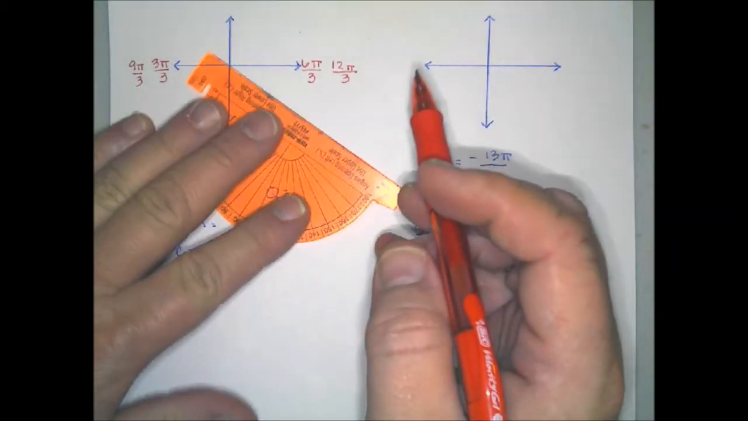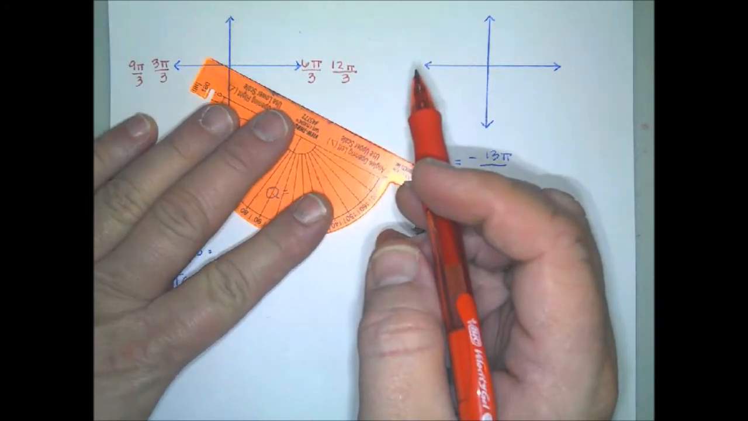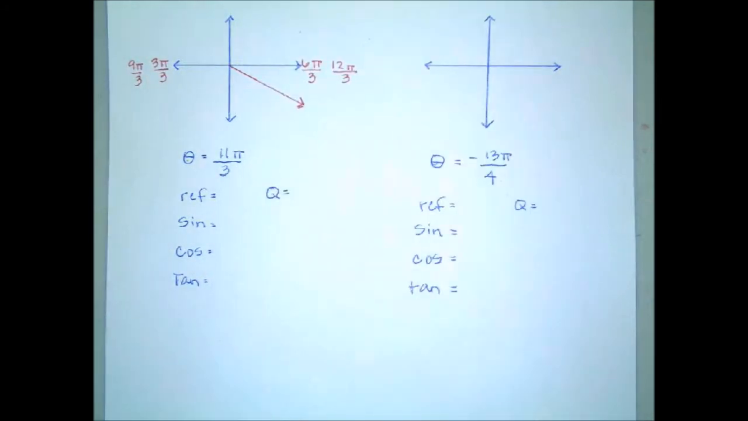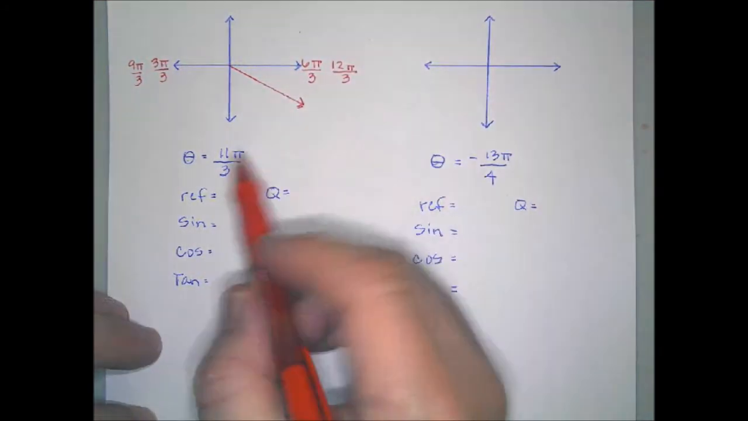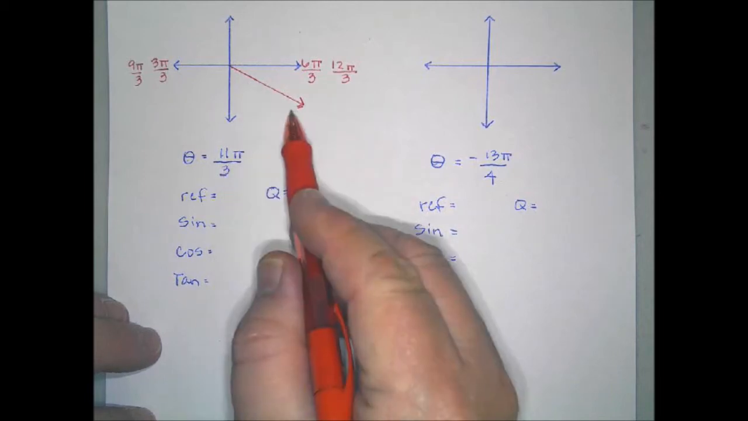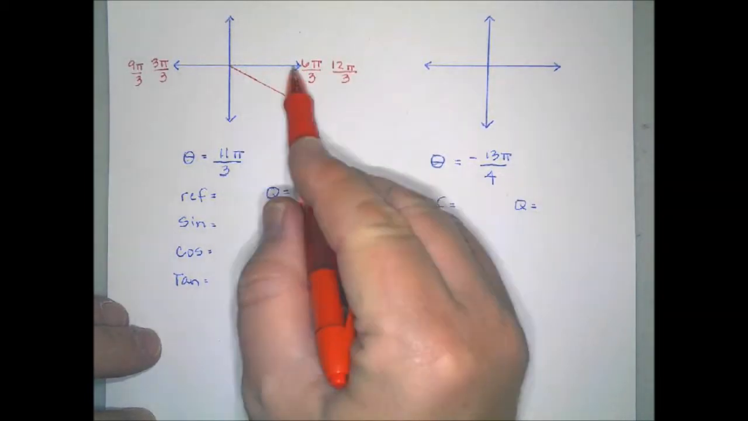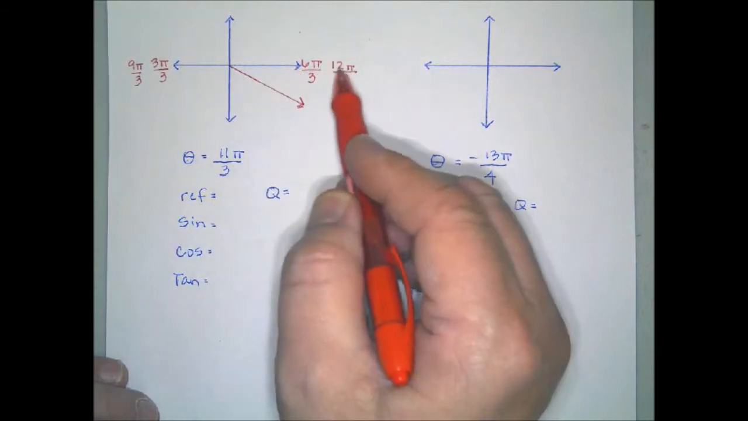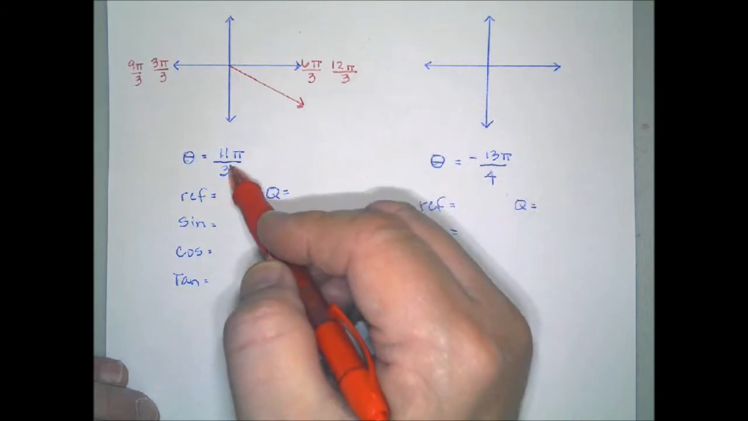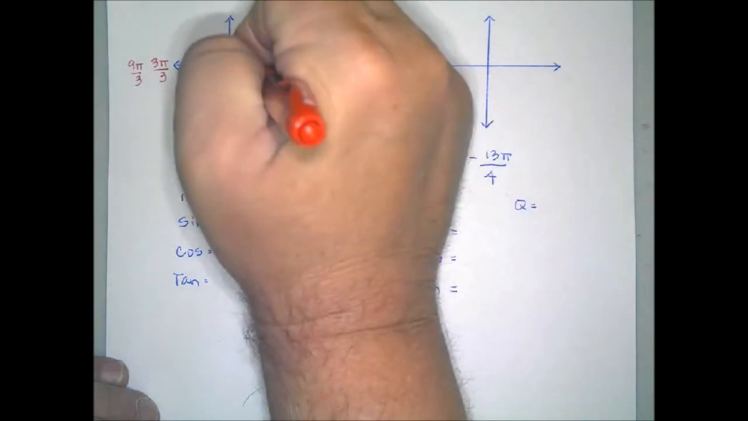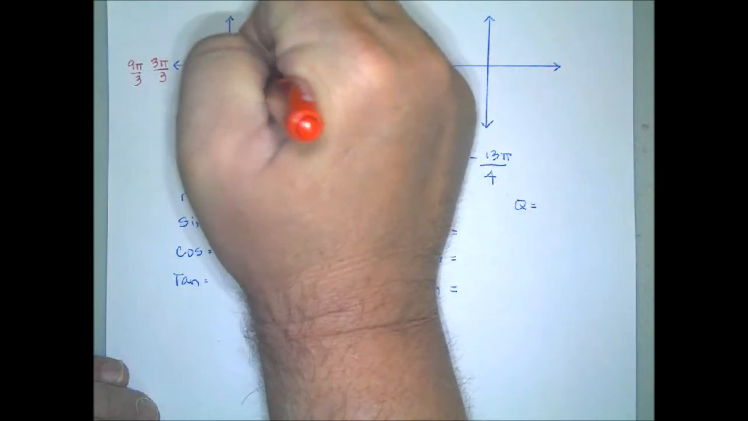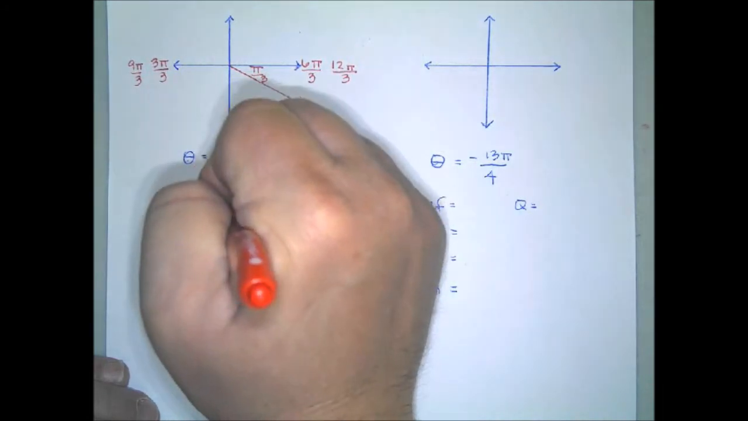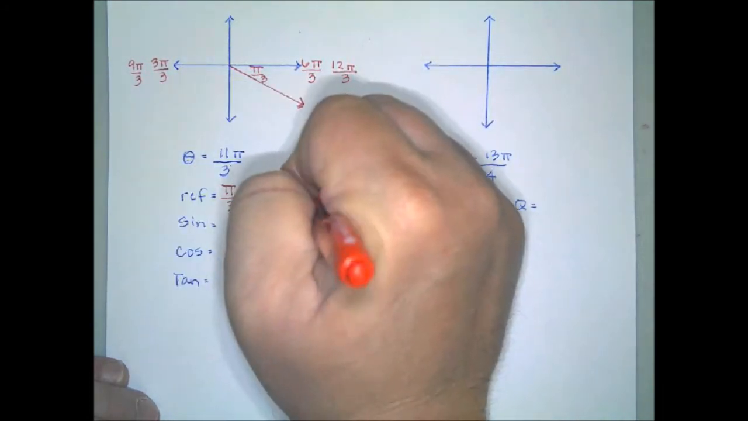So that means my terminating ray is definitely in quadrant 4. So there's my terminating ray. And since my angle is 11 pi over 3, and this is 12 pi over 3, remember reference angles are always from the horizontal. So all I have to do is take 12 pi over 3 and subtract the 11 pi over 3 to see that my reference angle is really pi over 3. So that's my reference angle. But I'm in quadrant 4.